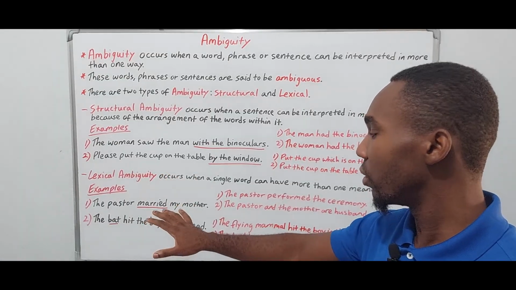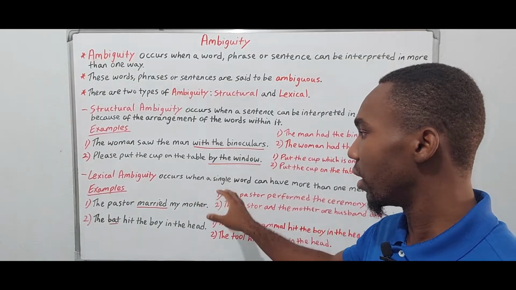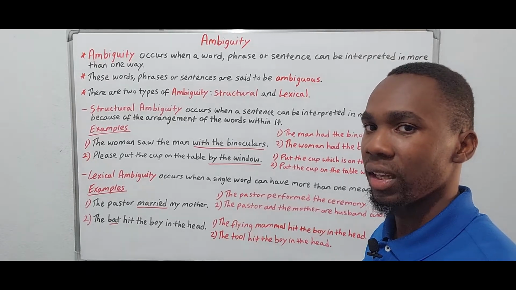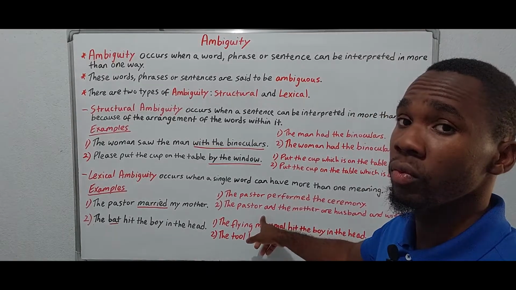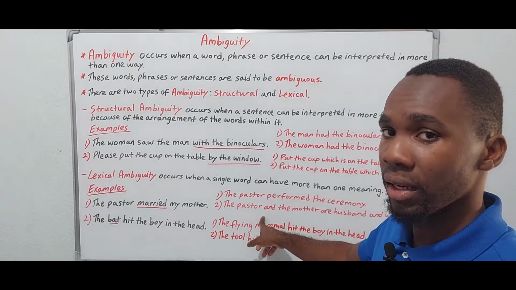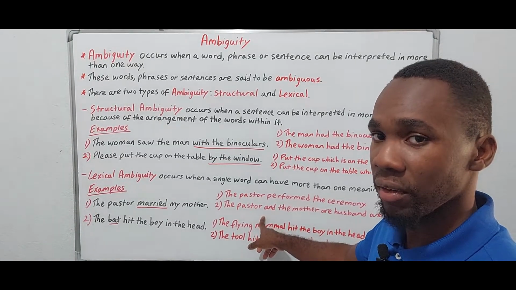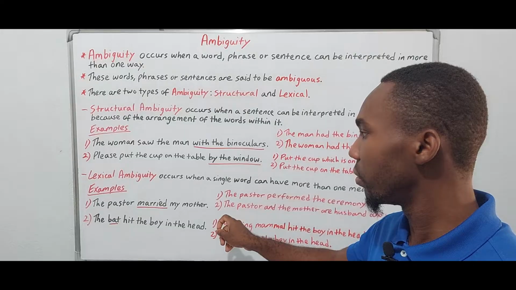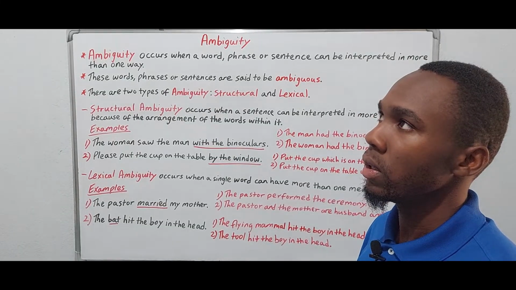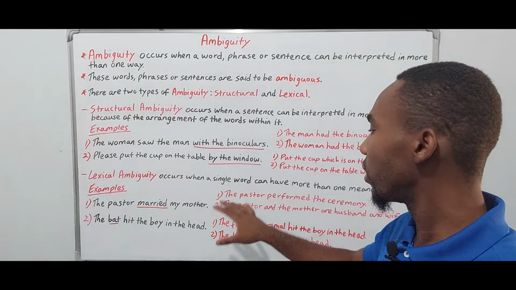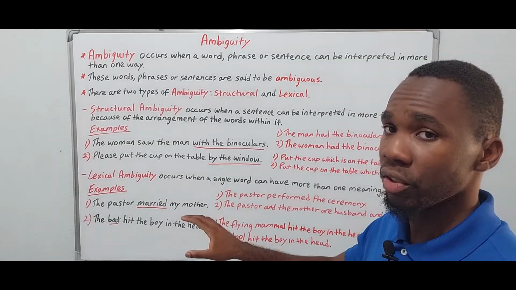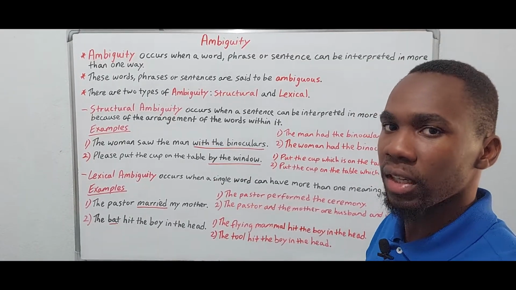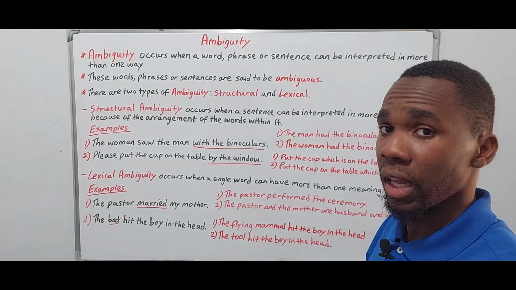So the pastor married my mother and they are now husband and wife. So obviously, if I say that, I'm referring to meaning number two. That the pastor and the mother are husband and wife. The pastor married my mother. Okay, if I wanted to convey the first meaning, that the pastor performed the ceremony, there are various ways, right? As long as it's clear that that is the meaning that you want to convey.